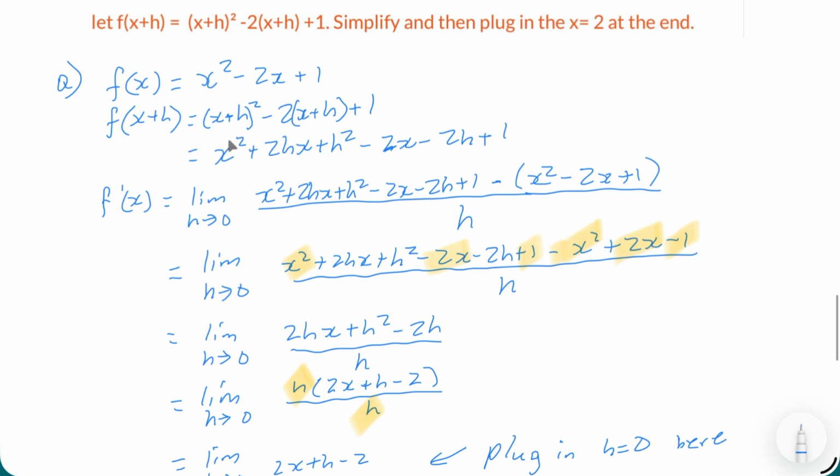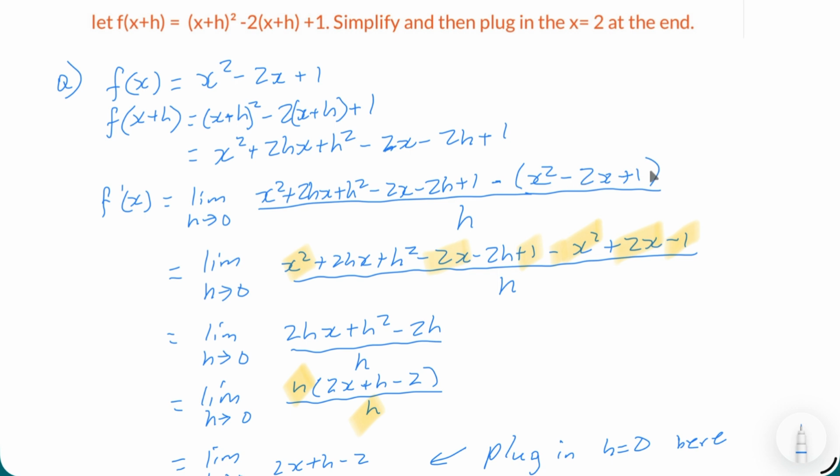Now, if you expand all of this out, it's going to be x squared plus 2hx plus h squared minus 2x minus 2h plus 1. We're going to put this into the f prime of x formula. So f prime of x is equal to the limit as h approaches 0 of x squared plus 2hx plus h squared minus 2x minus 2h plus 1 minus your original f of x, which is x squared minus 2x plus 1.